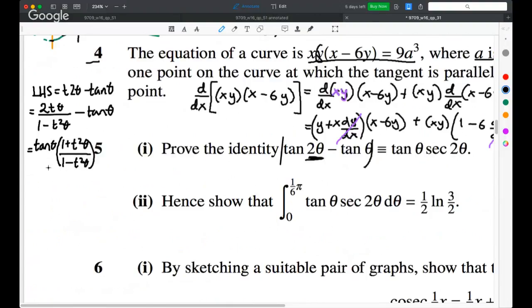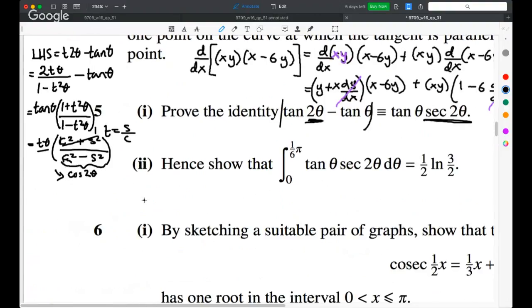And you can recognize that tan is equal to the sine over the cosine. So if I multiply top and bottom by cosine squared, I get tan theta times cosine squared plus sine squared over cosine squared minus sine squared. You'll recognize that cosine squared plus sine squared is 1, and that this thing on the bottom is the cosine of 2 theta. 1 over the cosine 2 theta is sec 2 theta, and there we go. Tan theta times sec 2 theta.